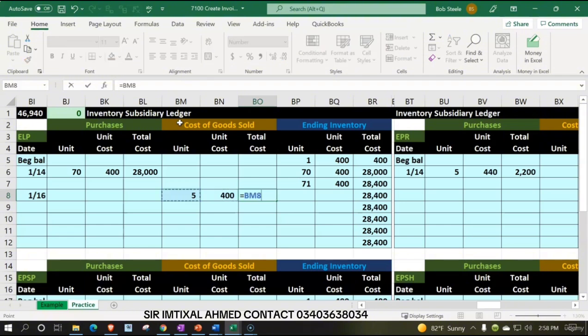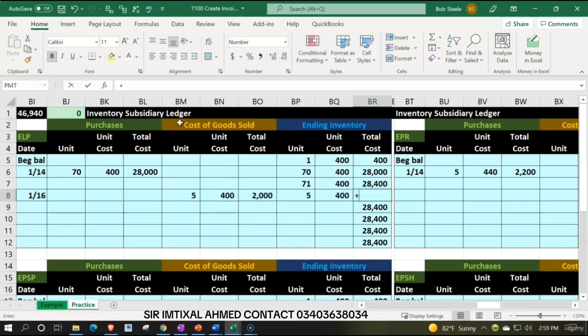And then we're going to say 5 times the 400. There we have it. So what's left in ending inventory, if I pull that over to the ending inventory, then I'm going to multiply the 5 times the 400. So there we have that. And so what is left?